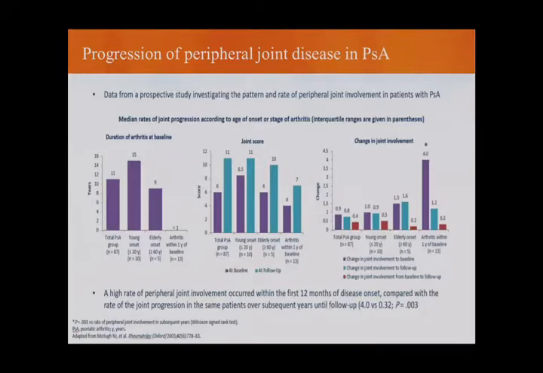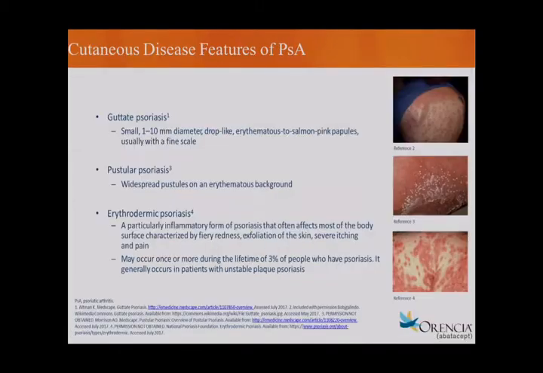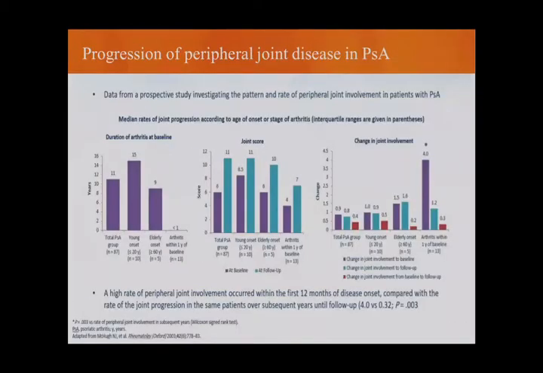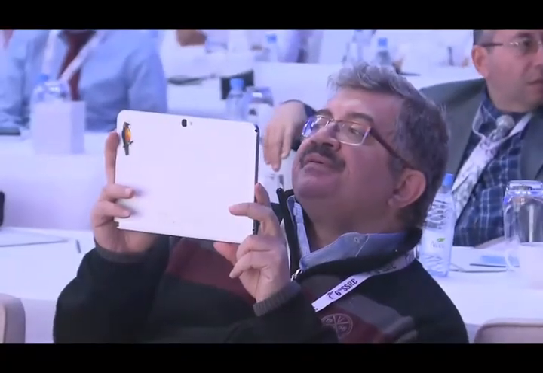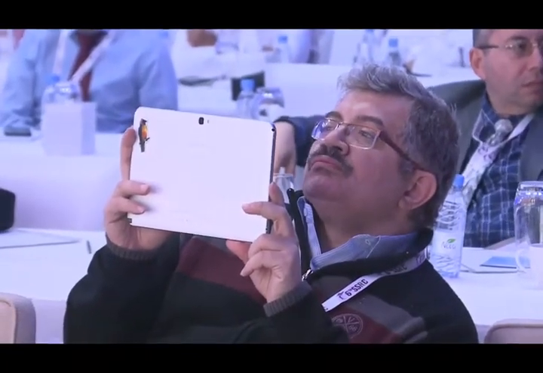Initially, people were thinking that psoriatic arthritis is not as aggressive or erosive as rheumatoid arthritis. However, now we realize that psoriatic arthritis is a very progressive and erosive disease, and you need to retard its progression by DMARDs, whether synthetic or biological, in order to prevent the sequelae, the complications, and joint damage. These are some of the cutaneous manifestations of psoriasis: guttate psoriasis, pustular psoriasis, and erythrodermic psoriasis.